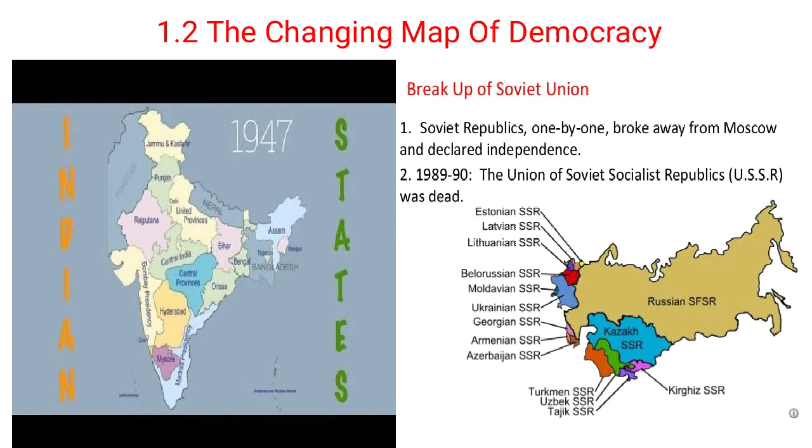Then you had another wave of democratic feeling that started after the dissolution or disintegration of the Soviet Union, and that occurred in 1989 and the 1990s. And in 1991, finally the Soviet Union was disintegrated into 15 republics.